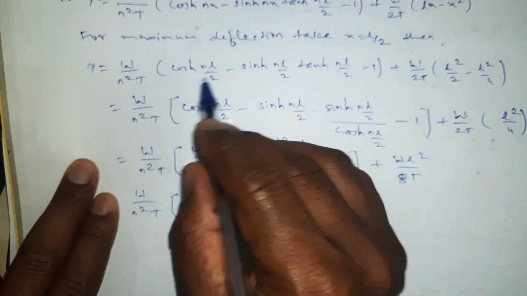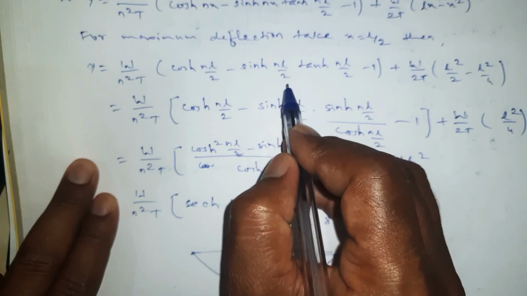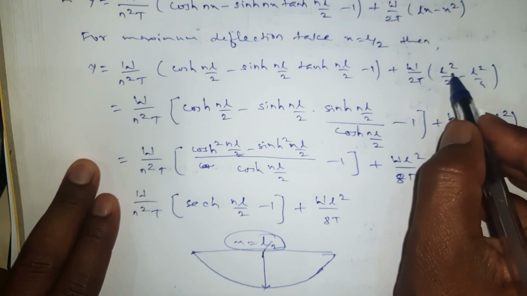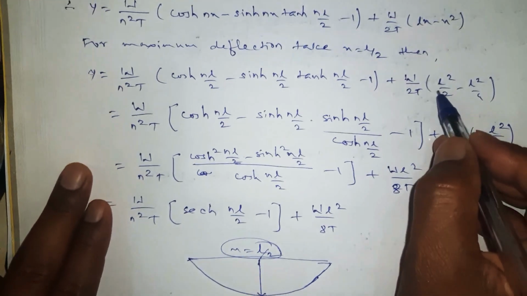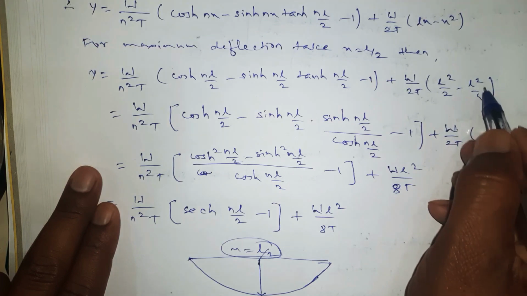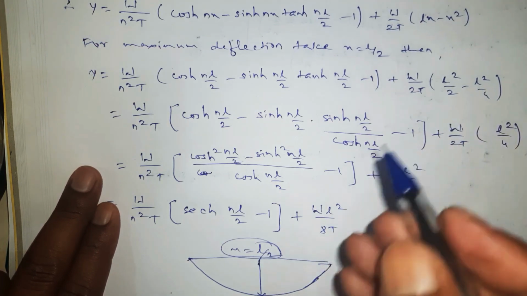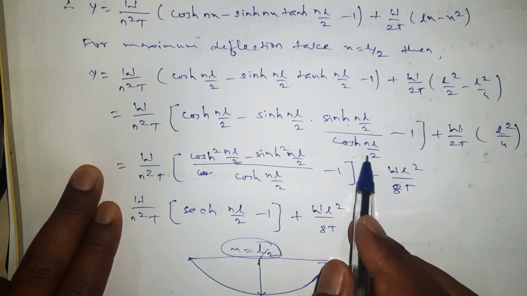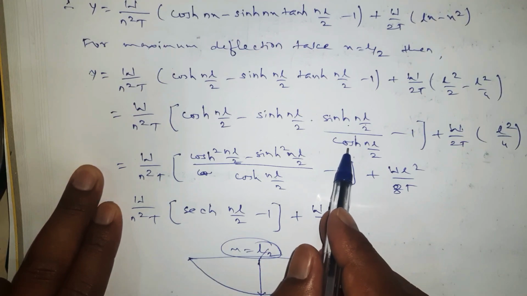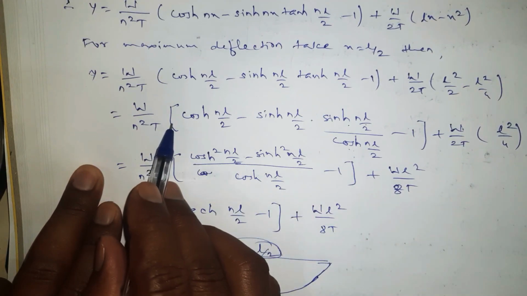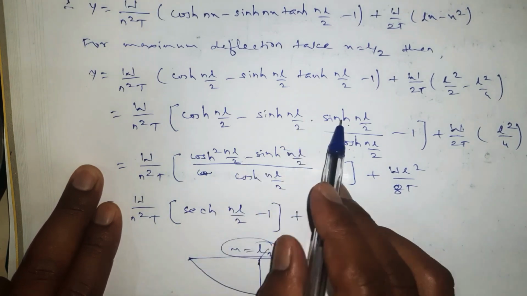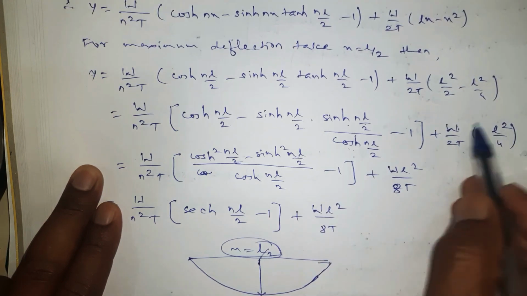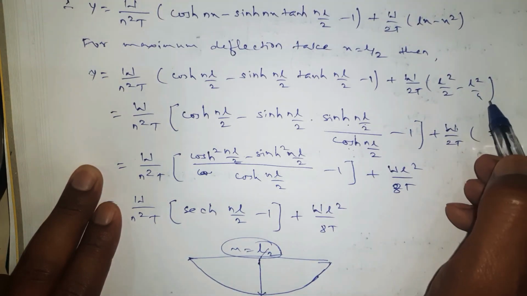So L by 2 here, cos h nL upon 2 minus sin h nL upon 2 into tan h nL upon 2 minus 1, plus w upon 2t, here it is Lx, so it becomes L square by 2, and here it is x square, so it is L square by 4. Now do the calculation. This tan h nL upon 2, I can write as sin h nL upon 2 upon cos h nL upon 2. Cross multiply this cos h nL upon 2 to this cos h nL upon 2, it becomes cos h square minus sin h square nL upon 2 divided by this cos h nL upon 2, minus 1, and here do the calculation, L square by 2 minus L square by 4, it becomes L square by 4.